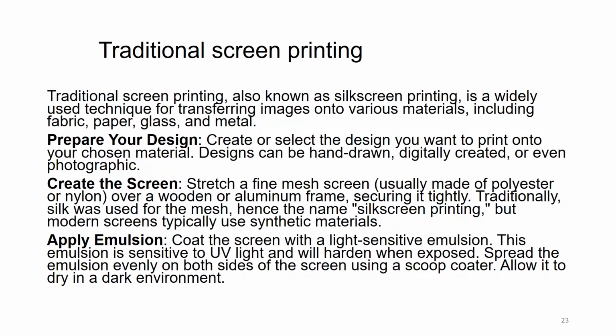Apply emulsion. Coat the screen with a light sensitive emulsion. This emulsion is sensitive to UV light and will harden when exposed. Spread the emulsion evenly on both sides of the screen using a scoop coater. Allow it to dry in a dark environment.